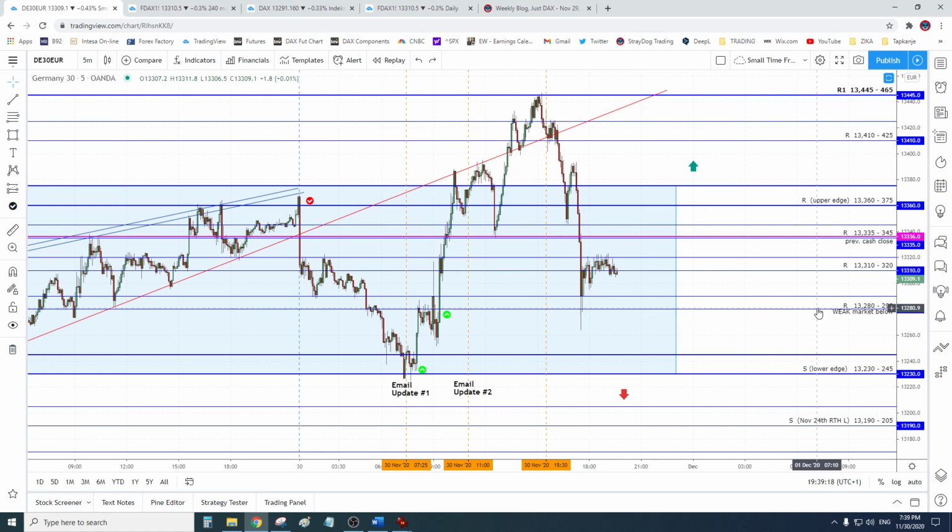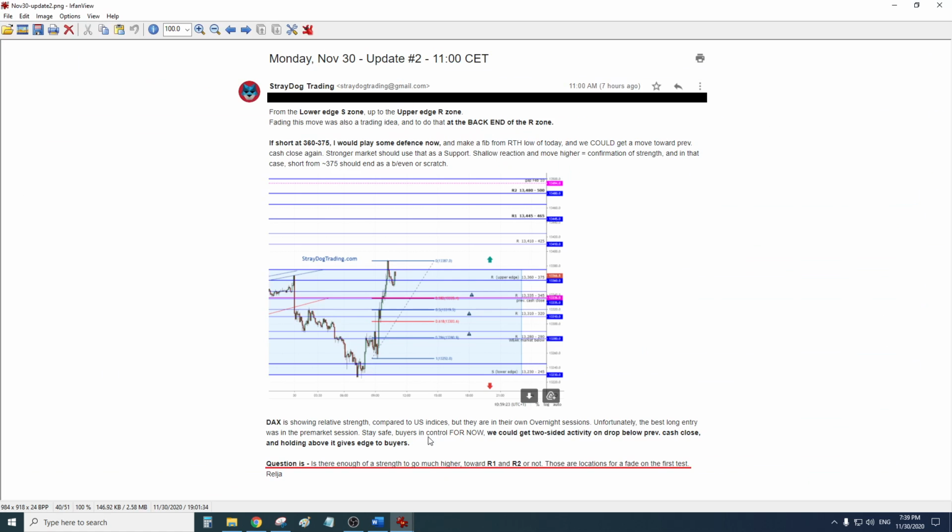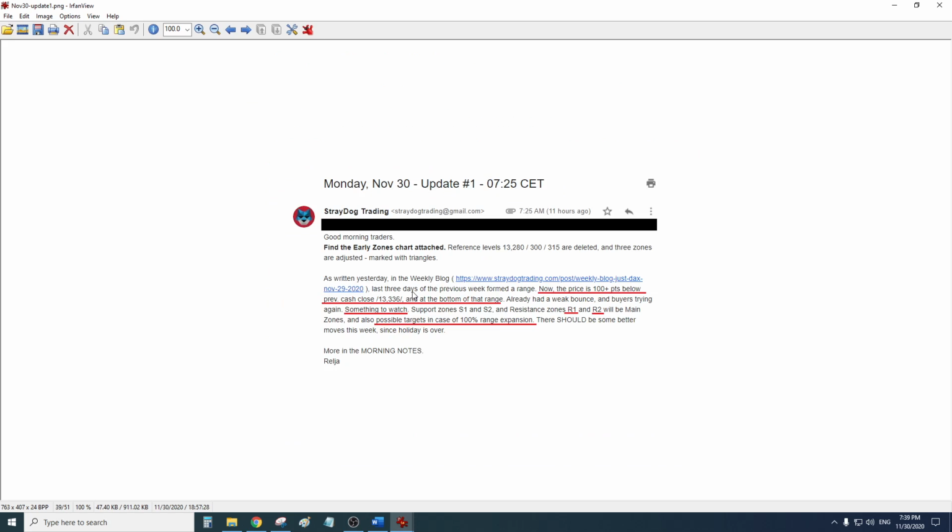These three zones here that are only 10 points wide were adjusted for today around 7 a.m. and were sent with the email update number 1 at 7:25. But these two with thick lines, only the label was changed. Those are predefined zones from the previous week.